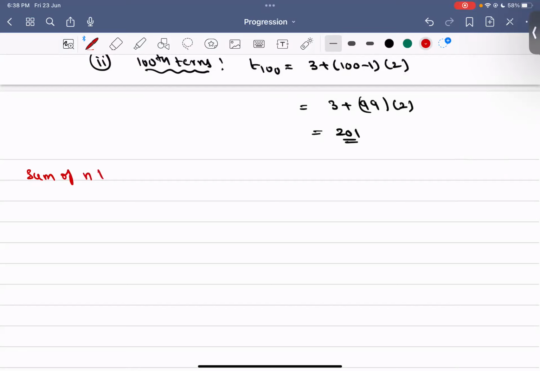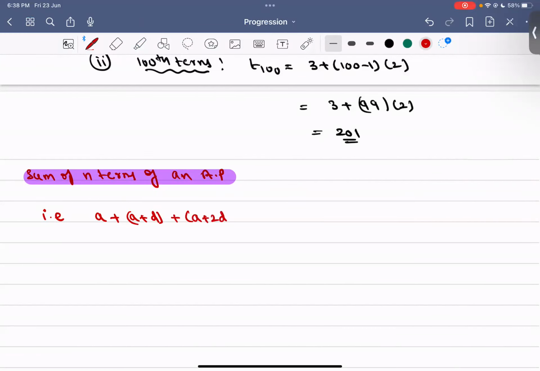Sum of n terms of an arithmetic progression, an AP. The terms are: first term a, second term a plus d, third term a plus 2d, and so on, up to a plus (n minus 1) times d. That is the sum of n terms of an arithmetic progression.